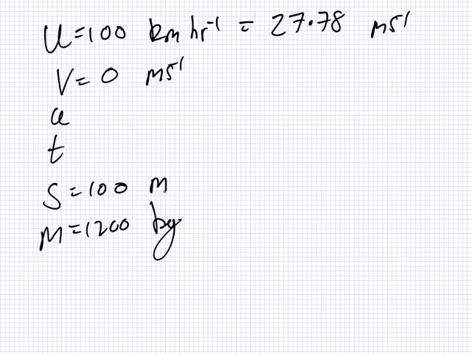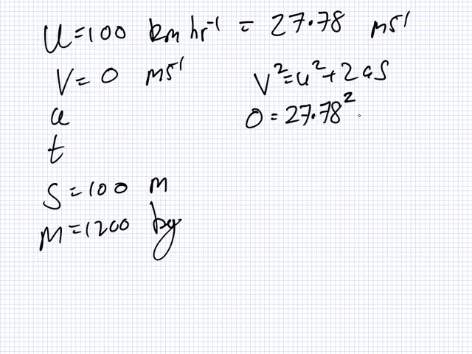So we know the U is 27.78, the V is 0, the S is 100. So what gives me the A easily? We'll go with V squared equals U squared plus 2AS. 0 equals 27.78 squared plus 200A. So then A equals minus 3.858 meters per second squared.